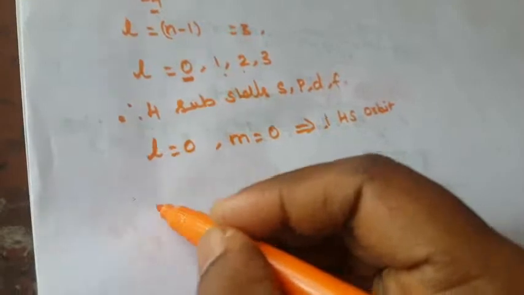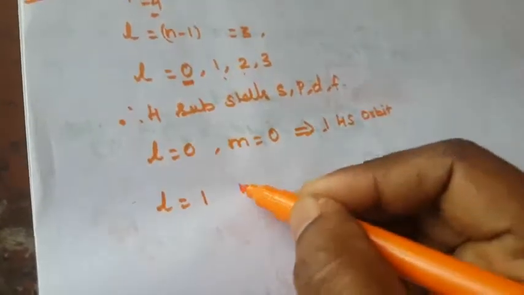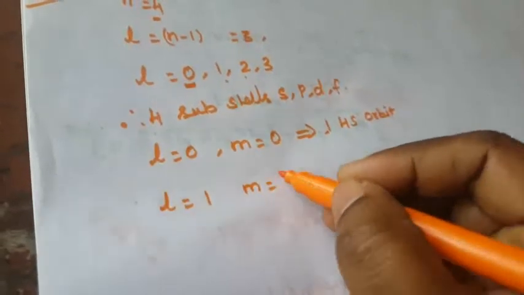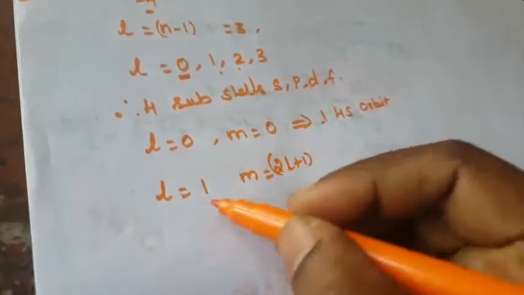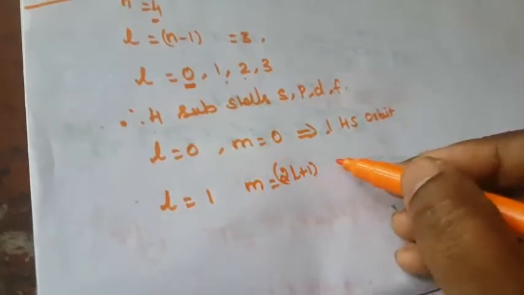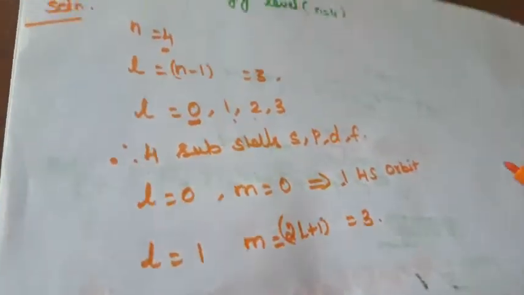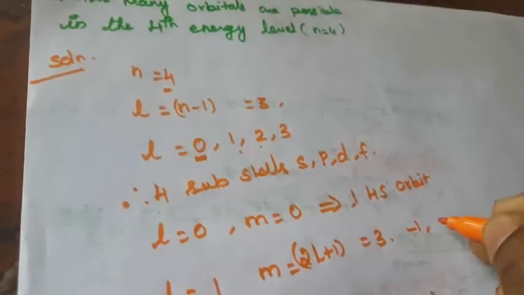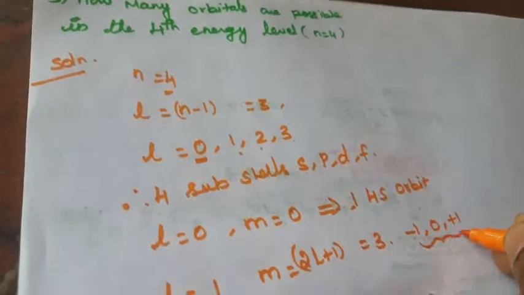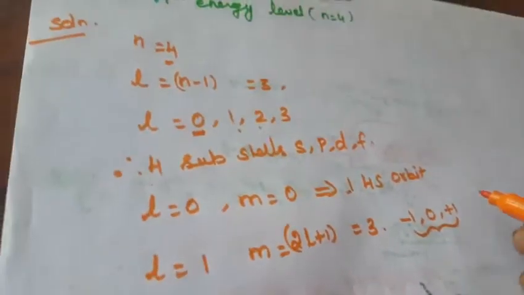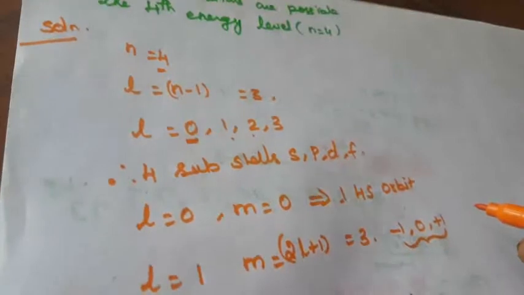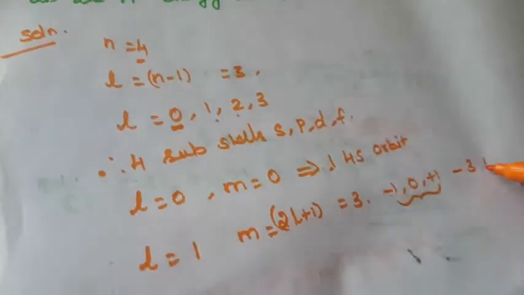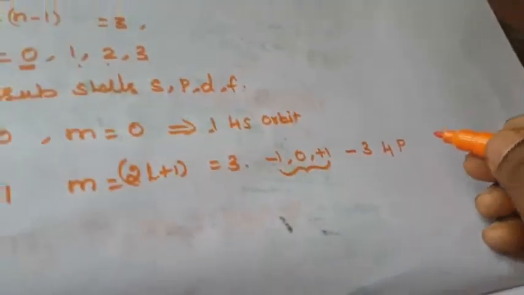The next one is L is equal to 1. What is the M formula? 2L plus 1. So 2 times 1 plus 1, that is M is equal to 3. M is equal to 3 means the values minus 1, 0, plus 1. That is the 3 values, which means there are three 4p orbitals.